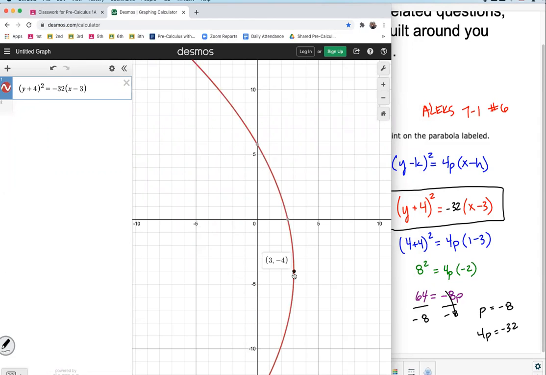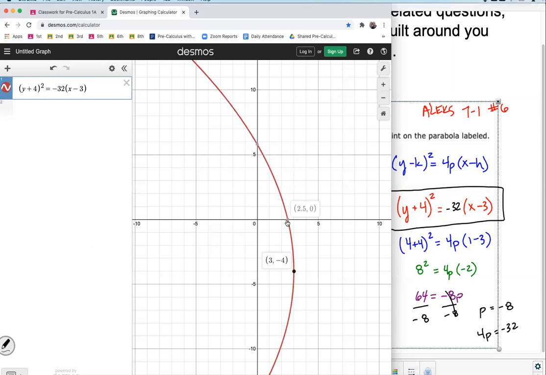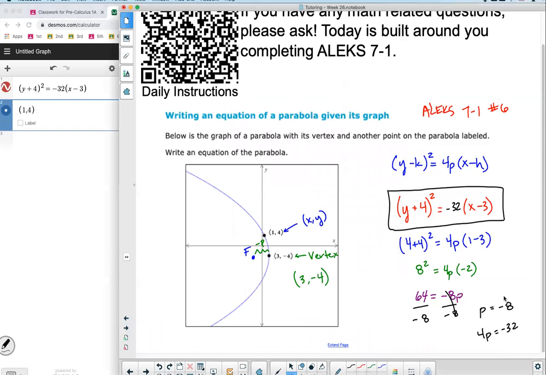When I look at it, it tells me my vertex is (3, -4), which is exactly what we had. And if I check, does it go through the point (1, 4)? I plug it in. You see how (1, 4) is on the graph? I've done it correctly. So that would be the equation of the graph.